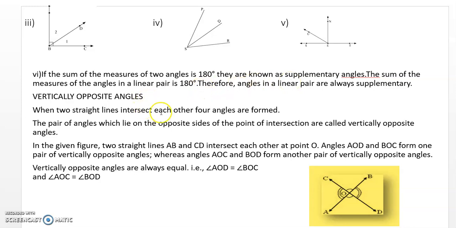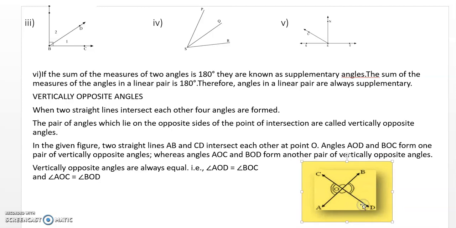Now next we'll study vertically opposite angles. What is the meaning of vertically opposite angles? When two lines intersect each other, how many angles will be formed? Four angles. COB is one angle, BOD is another angle, then DOA, and then AOC. So these four angles are formed.